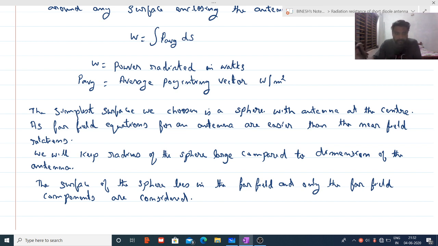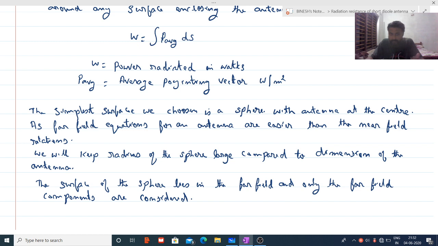As I told you, the simplest surface we have chosen is a sphere with the antenna kept at the center of the sphere. We can calculate the radiation resistance for both the near field region as well as the far field region. But in case of a normal antenna, we normally go for the radiation resistance at the further distance. So we will consider only the far field equation for the antenna, and the equation for that is also much simpler compared to that of the near field relation. So we will focus more on the far field relation only.